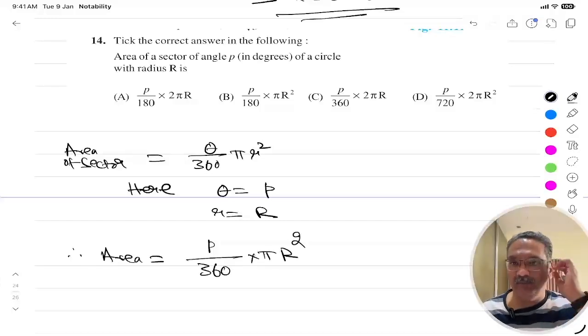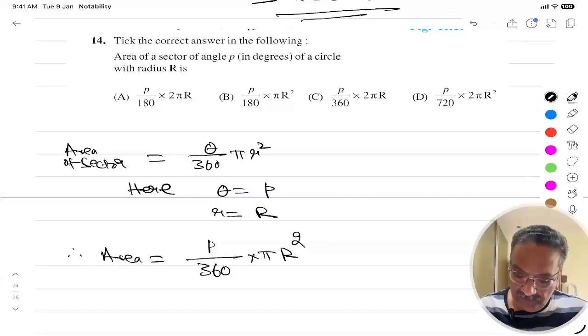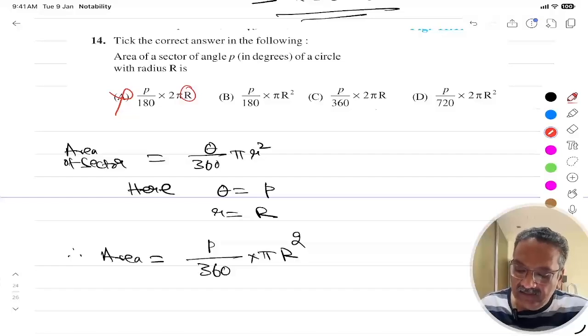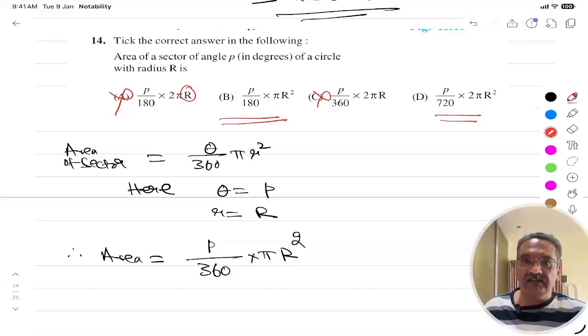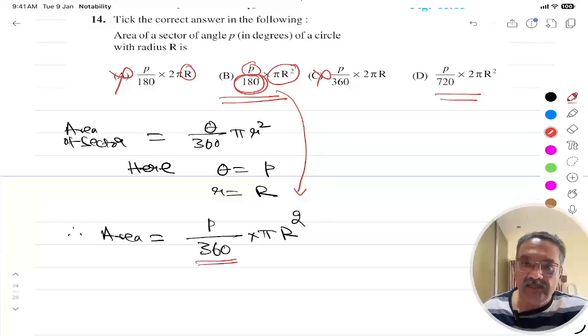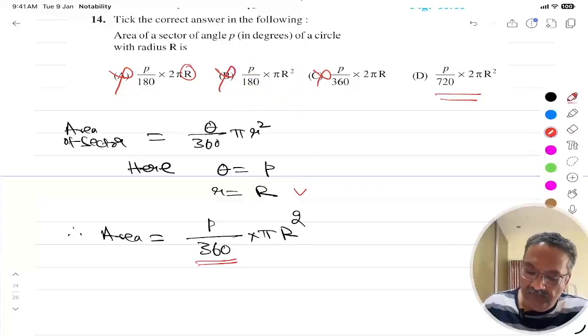Now which is the option? You have to be a little careful here. Is the first option possible? Here only R is there, but we want R square. So A is not true. Similarly, B is possible, R square is there. C is not possible, here only R, P by 360 into 2 pi R, so this is also not possible. Now we are left with B and D. It is not straightforward. Let us see whether B matches. Pi r square matches, P matches, but it is divided by 180, but we want 360 here, right? So B is also not the answer.